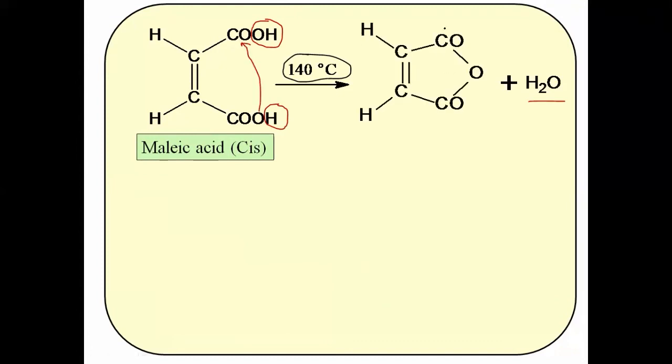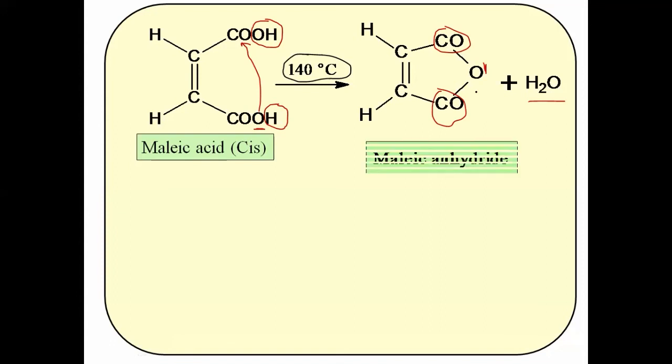The upper CO I have shown here, then the lower CO here, and then there is one more oxygen, which we show at the center. This oxygen now forms a bond with these, and this is called maleic anhydride. Thus maleic acid, that is the cis isomer, on heating undergoes dehydration. This is called dehydration because there is a loss of water. It undergoes dehydration and cyclization, and we get maleic anhydride.